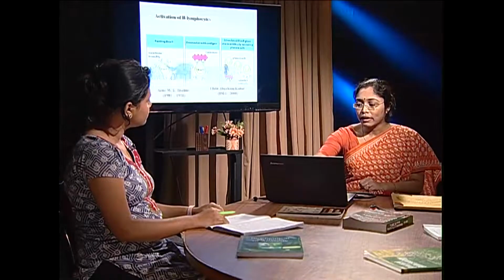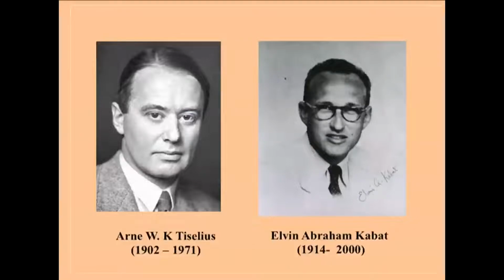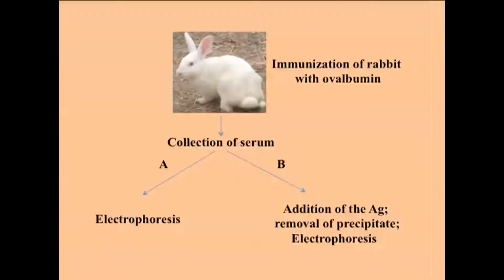Now, immunoglobulins were discovered by Arne Tiselius and Elvin Kabat in 1939. They did an experiment. They immunized a rabbit with ovalbumin, that is, they injected ovalbumin into a rabbit. They collected the serum and divided it into two aliquots, A and B. They electrophoresed aliquot A directly, and they added the antigen ovalbumin into aliquot B. They saw a precipitate, they removed the precipitate and then they electrophoresed the sample.